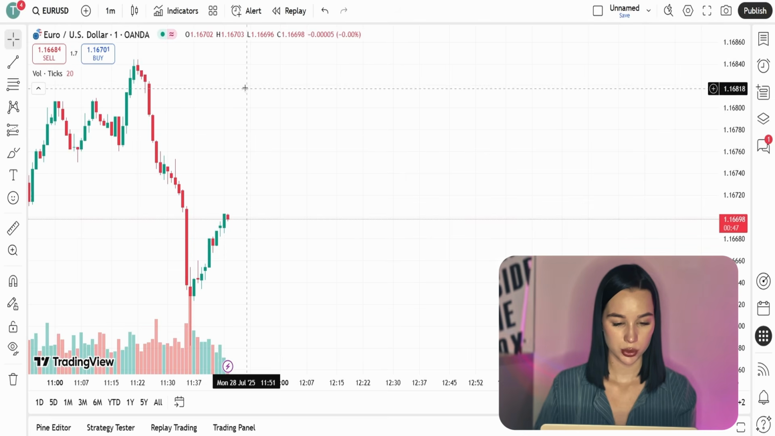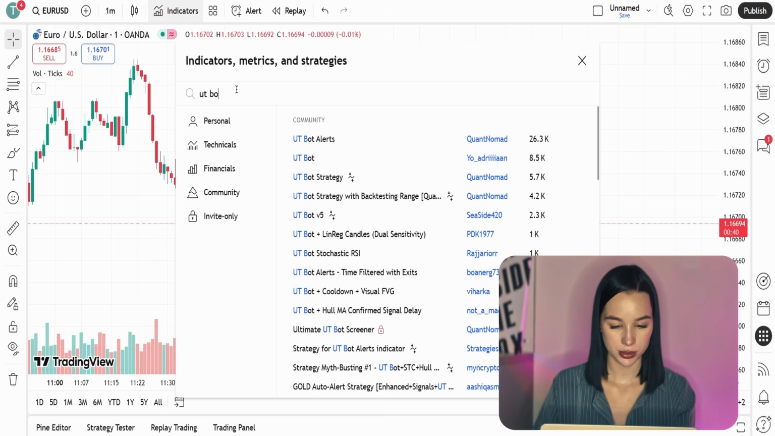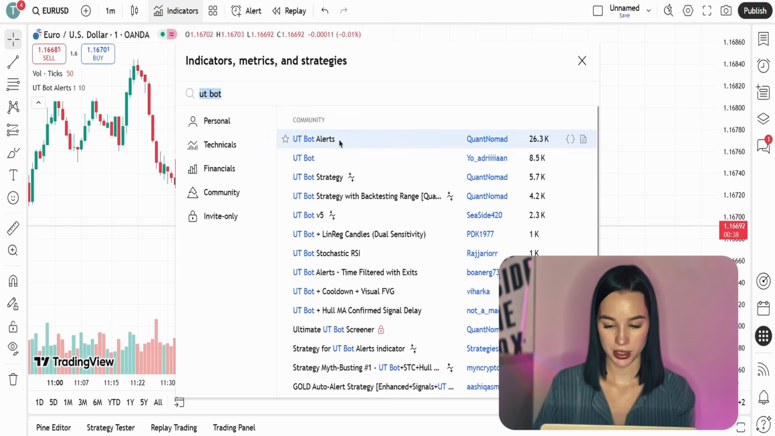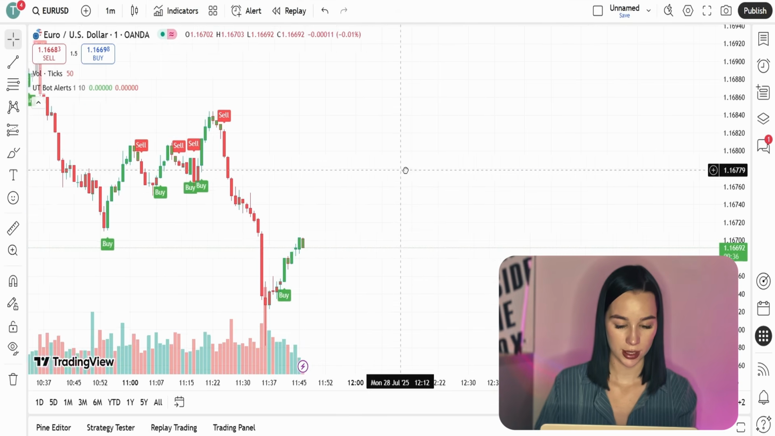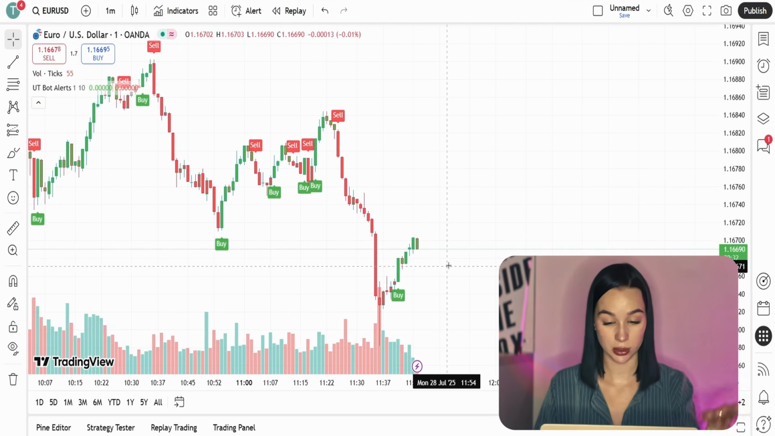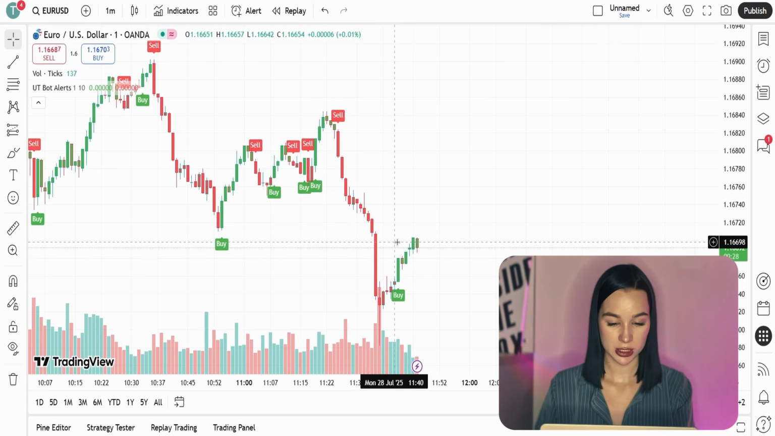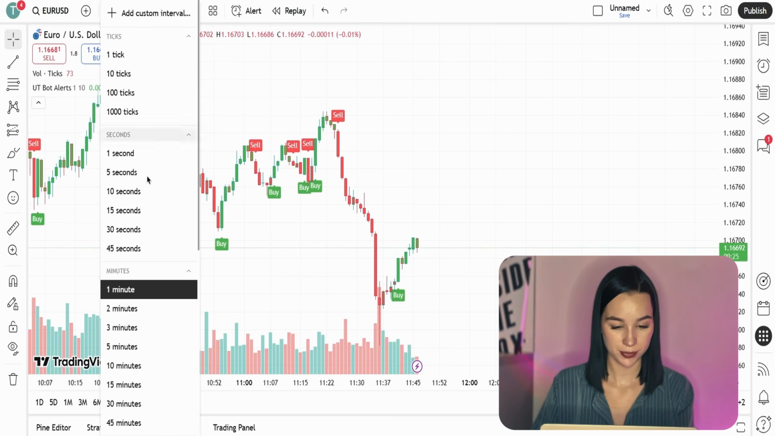So now we go to TradingView, go to indicators and type here "UT Bot Alerts". Here, this one with 26K users. So, and here it is. We'll literally see what kind of signal we need to open, buy or sell. After that, I will also explain how this indicator works.